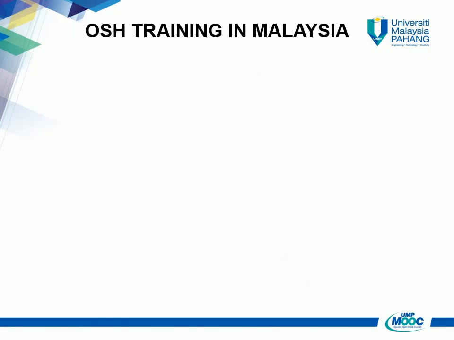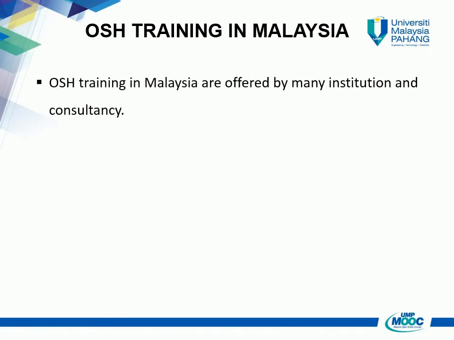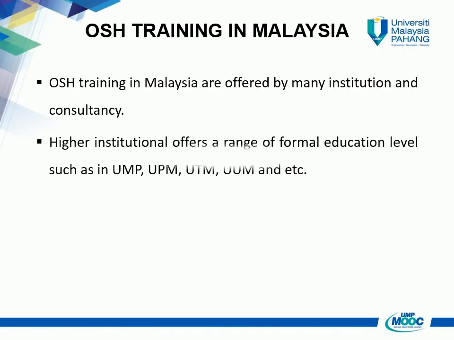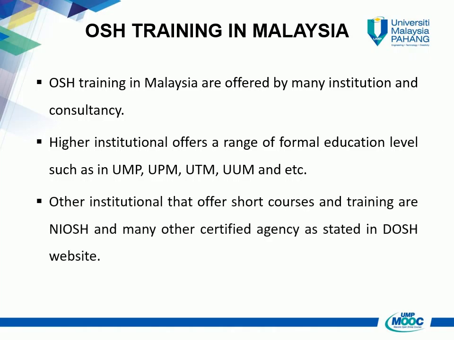In Malaysia, OSH training is offered by many institutions, consultancies, and training providers. Higher institutions like University Malaysia Pahang, University Technology Malaysia, University Kebangsaan Malaysia, and University Putra Malaysia offer a range of formal education level like diploma and degree. Other institutions like National Institute of Occupational Safety and Health, or NIOSH, offers short courses, training and certified programs recognized by the Department of Occupational Safety and Health, or DOSH.